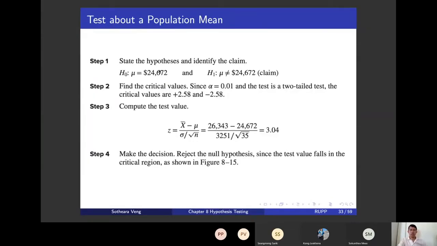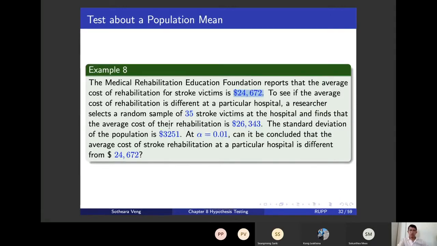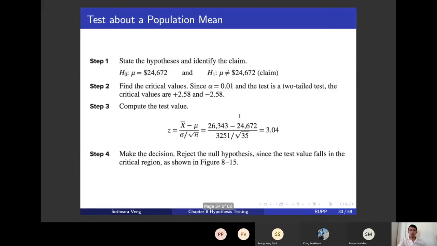So in this case, you can state the hypothesis and identify the claim. This is the initial value, right? And you want to test whether they are different or not. In this case, different can be greater or less than. That's why you come up with the different. It is in this case a two-tailed test. This is your claim, and we ask whether the sample from the stroke victims supports our claim or not.